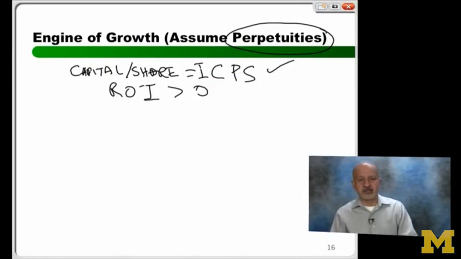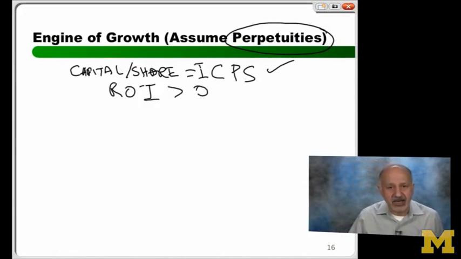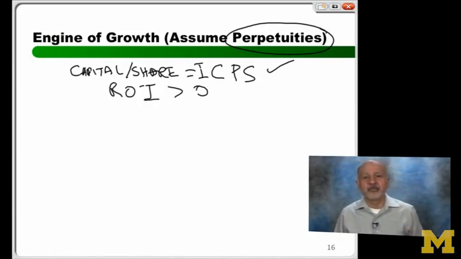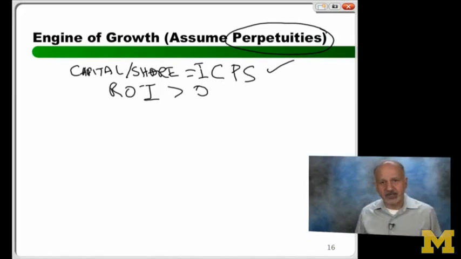Why have I laid these two things out? Because it turns out that if I take my invested capital per share and multiply it by my ROI, what will I get? I'll get my cash flow. That's the beauty of a perpetuity formula: invested capital per share multiplied by ROI gives me cash flow. So we'll do an example in a second.